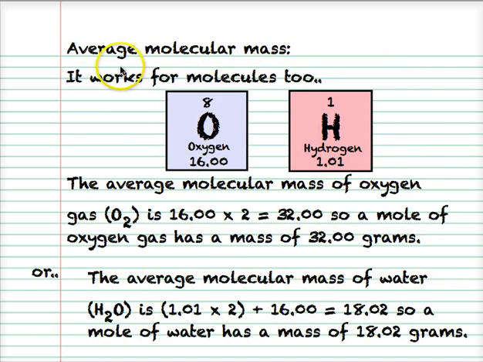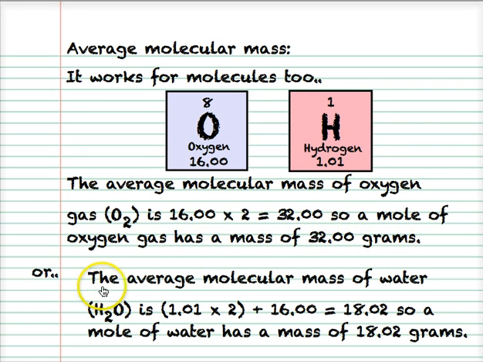Now this works for molecules as well. We have average molecular mass. Now here's oxygen. Oxygen, element 8, average atomic mass 16.00. Hydrogen, element 1, average atomic mass 1.01. So let's look at oxygen gas. Oxygen gas is O2, 2 atoms, so that's 16 times 2. So the average molecular mass of oxygen is 32.00 grams.